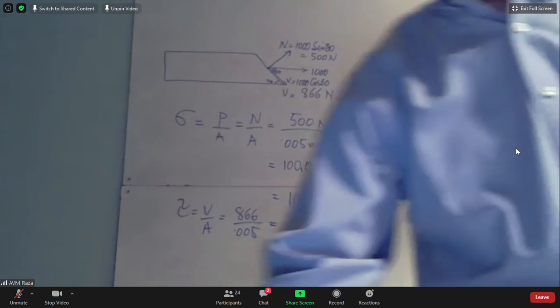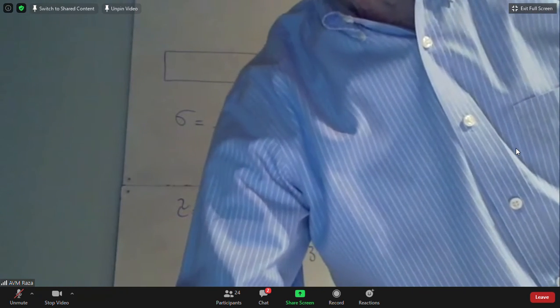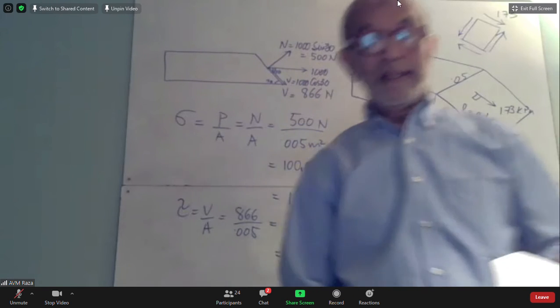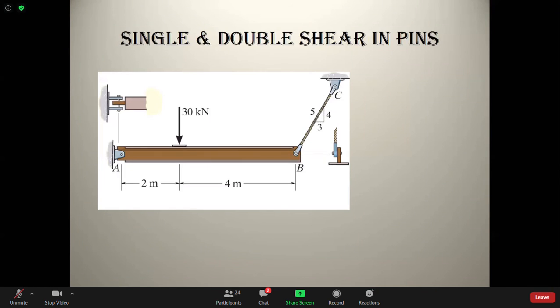Everybody good? So let me go ahead and do the next question. Or before that, we need to talk about single and double shear in pins. This is something I need to explain to you, and somebody already asked a question on this also. So let's look at this member. This member is supported at two ends. On one end, I have a pin like this. And on the other end, it is supported by a cord, which is also kind of a pin. But if you see the details of these pins, they seem to be different.